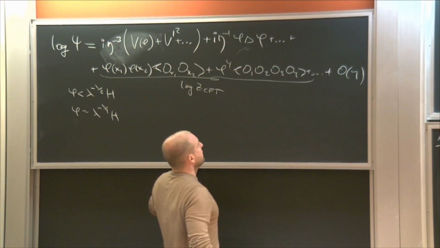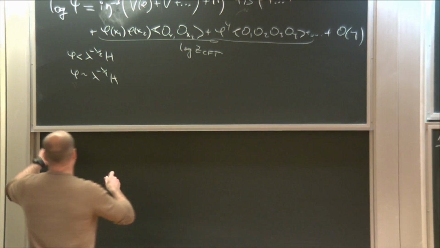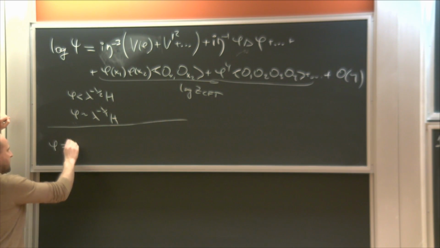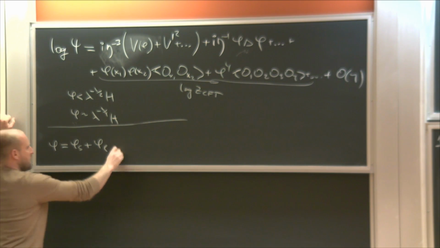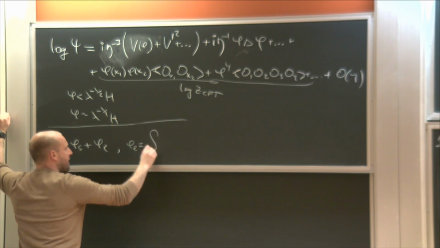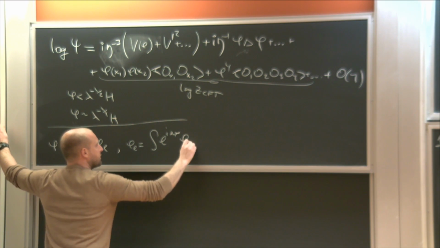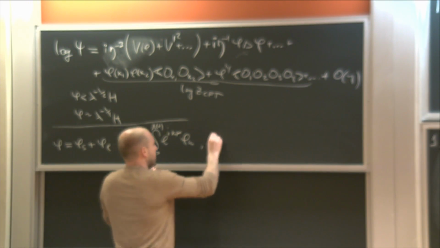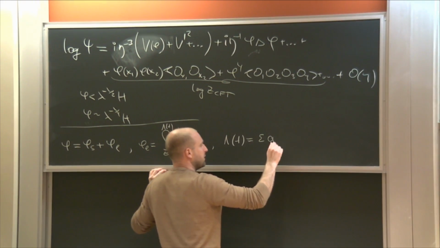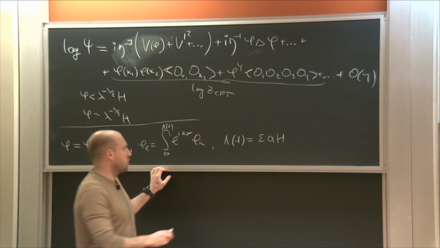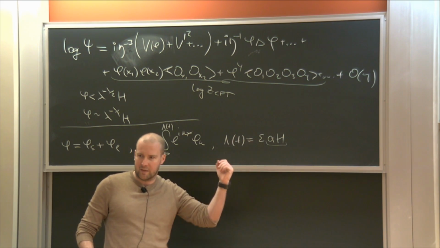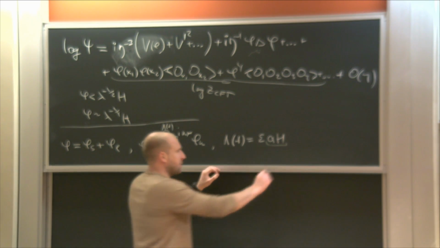Let me go to the next step. It's a split between long and short. Okay, maybe I'll use this part of the blackboard. Good, so I'm going to divide my field into short and long, where the long part is defined as fields with momenta bounded in absolute value by lambda of t, where lambda of t is given by epsilon a H. Okay? So a times H is the inverse physical size of the horizon at any time t, while epsilon is going to be some small number.